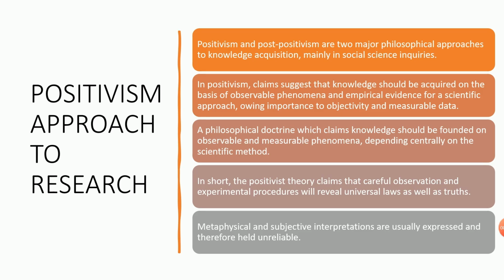A positivist theory claims that careful observation and experimental procedures will reveal universal laws as well as truths. Metaphysical and subjective interpretations are usually expressed and therefore held unreliable. So the things which cannot be observed by every person could be omitted from the positivistic approach.